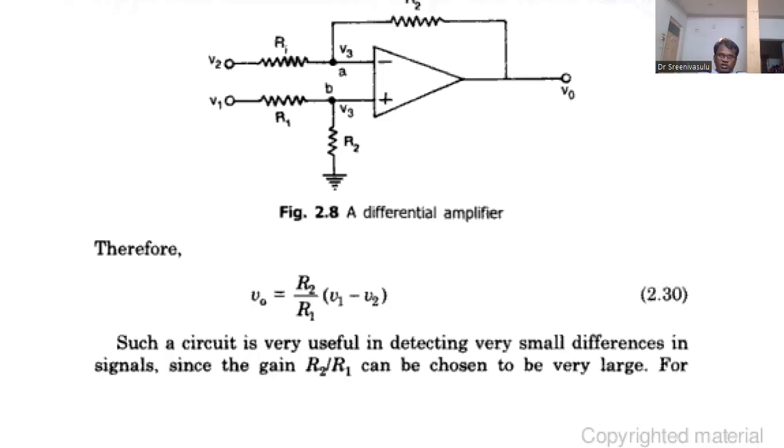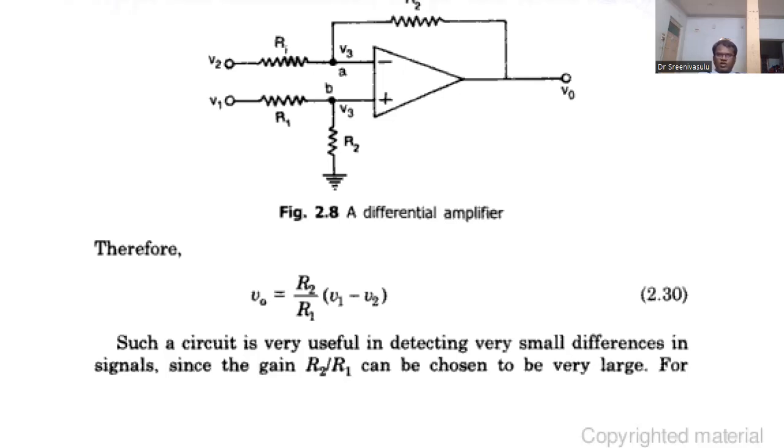We have designed the circuit only for the difference purpose. But if we apply both inputs as 0, it is going to give some output. So how are we going to get this output? Usually, it is because of noise.